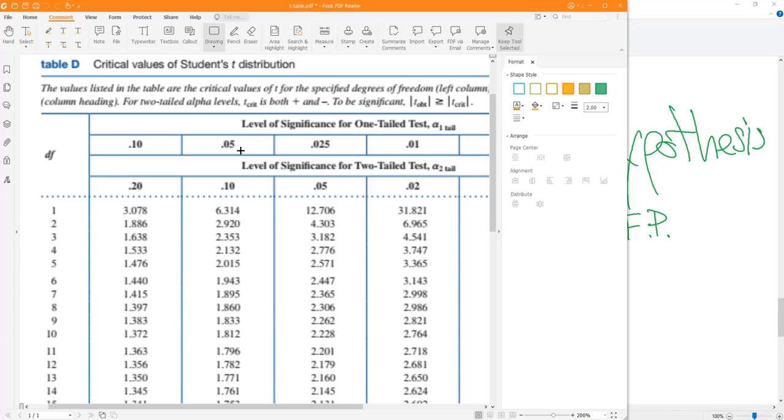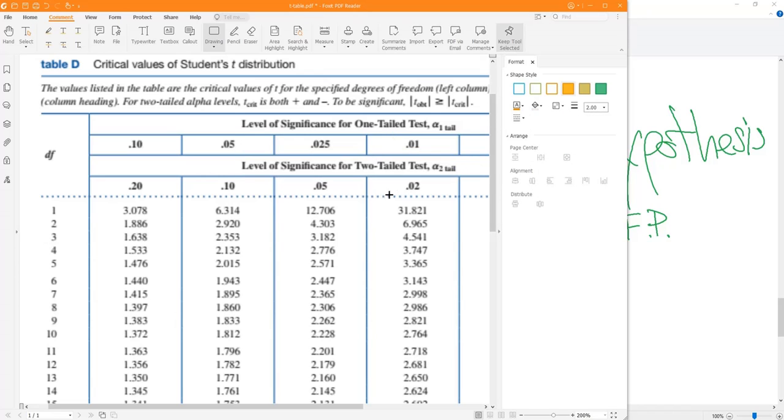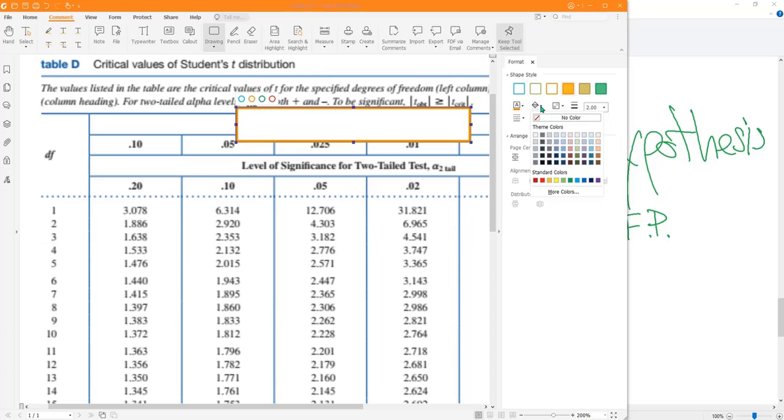Yes, I want to draw in orange. A two-tailed test, but I don't want it filled with anything. There. Alright, I give up. Is a one-tailed test here. Mother of all goodness.